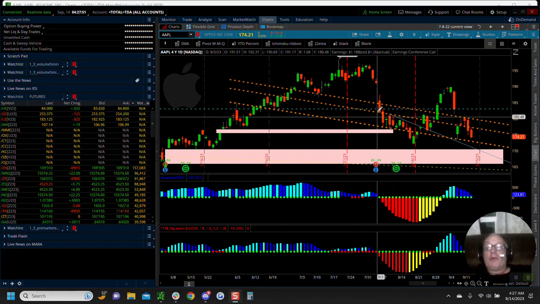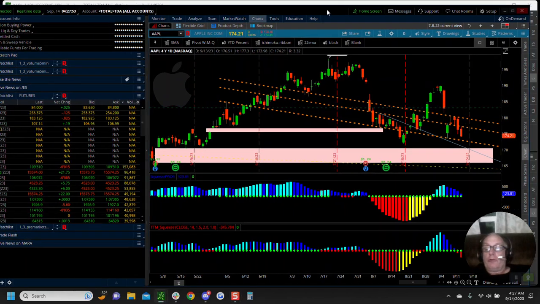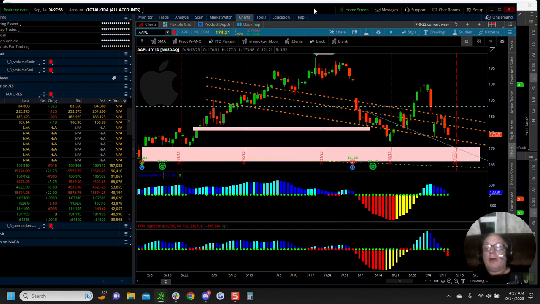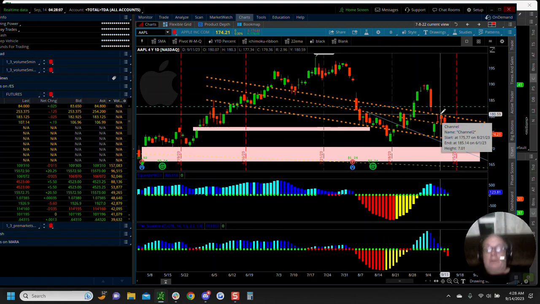I'll have to shift my chart over just a little bit here so you can see the current. So what I typically do, I want to identify the current trend, of course. Obviously, we're in a downtrend here with a gap above us right here. It's not looking too good for Apple. The news has gotten out this week.